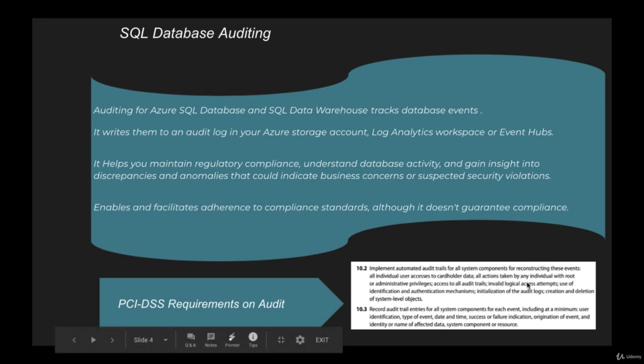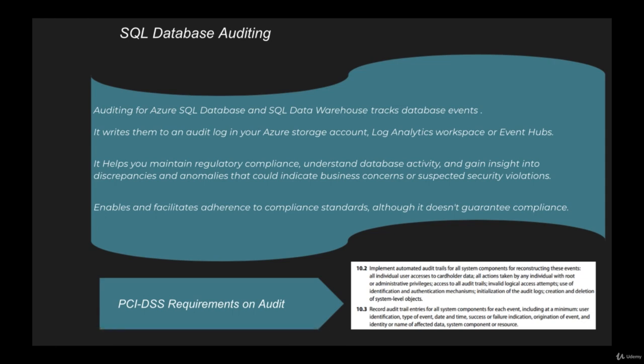It also says to record all actions taken by any individual with root or administrative privileges, access to all audit trails, invalid logical access attempts, and use of identification and authentication mechanisms. Requirement 10.3 says to record audit trail entries for all system components for each event, including at minimum user identification, the type of event, date and time, success or failure, origination of the event, and the identity or name of the affected data, system component, or resource. Such regulations require that auditing be enabled and that audit logs not be altered. Once you enable auditing, without any extra work, it helps you maintain regulatory compliance as well.